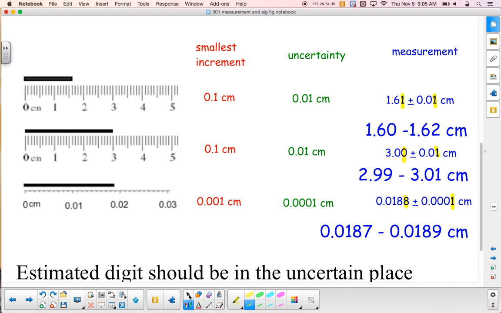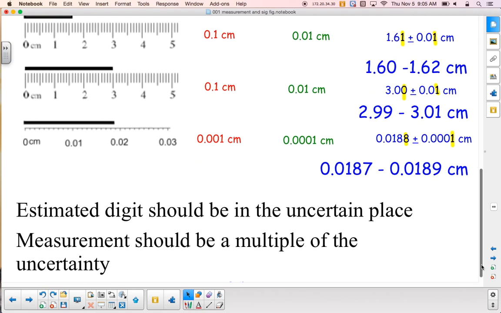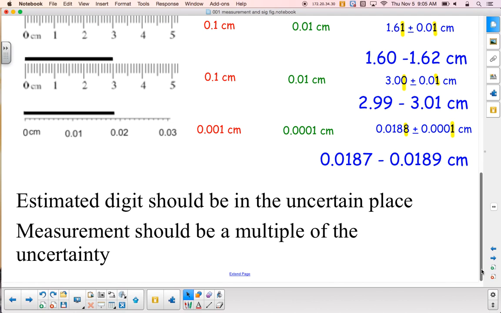So when you're done taking measurements, always look back at your measurements and your uncertainties and make sure that your measurement and your uncertainty end in the same decimal place.